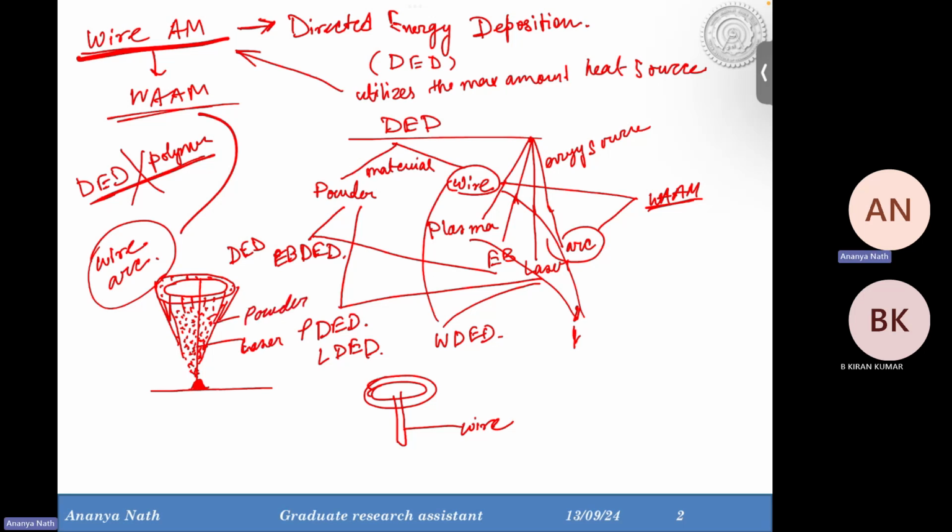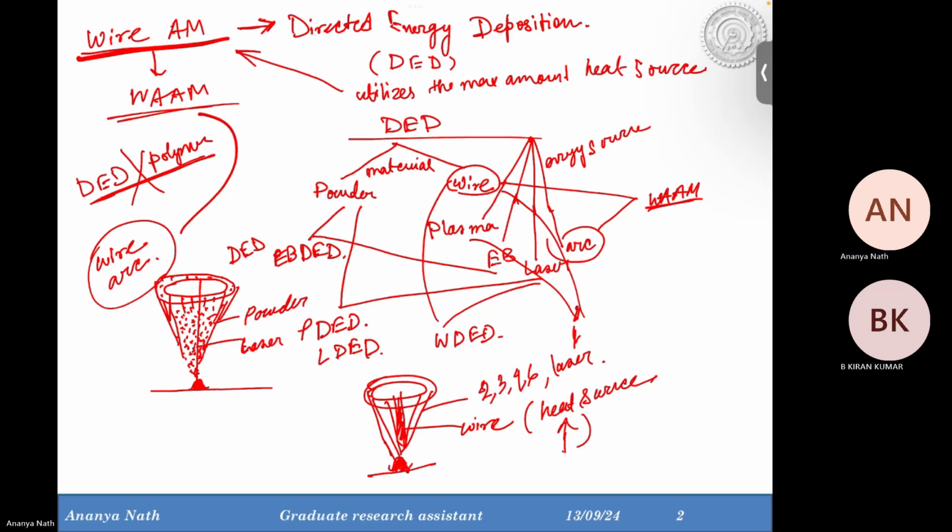But if you are using wire, it will be much thicker. To melt the wire, you have to provide multiple lasers. So you may provide two, three, four, six number of lasers to melt the wire, and the bead will be deposited then. So here the heat source, or the amount of heat needed, is more than the powder one. So that's why DED utilizes the maximum amount of energy of any other state of the art of additive manufacturing.